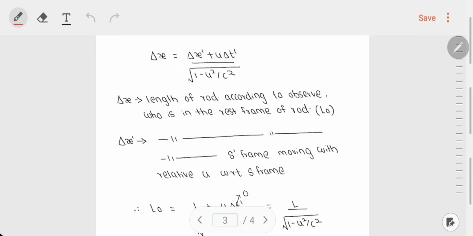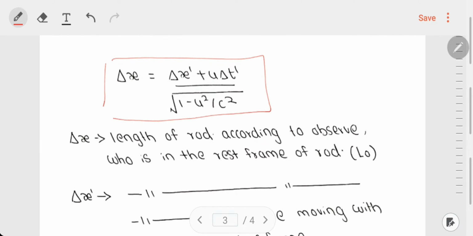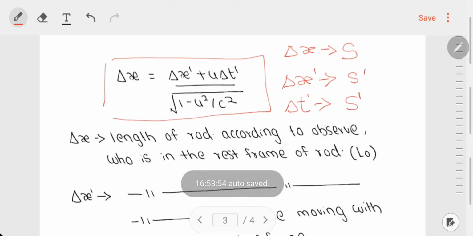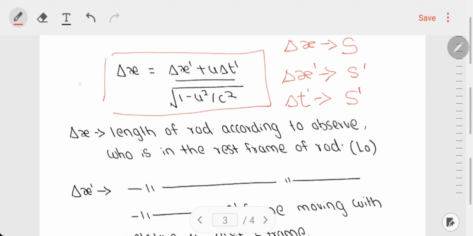Now we are using over here the inverse Lorentz transformation for the differences. So del x is the spatial difference between the two events in the S frame. Del x prime is the spatial difference between the two events in the S prime frame, and del t prime is the time difference between the two events in S prime frame. And here is the relation which we have for differences in Lorentz transformation. If you don't know about this relation, I'll post the link in description of lecture 2 and you can learn about it.